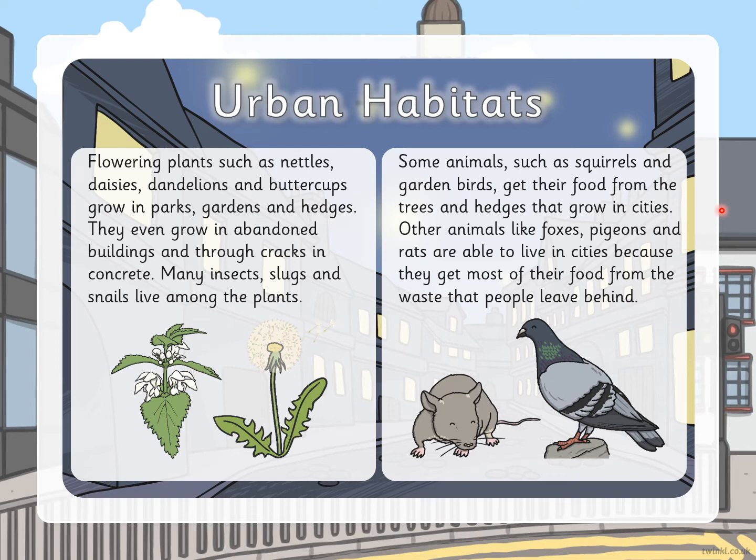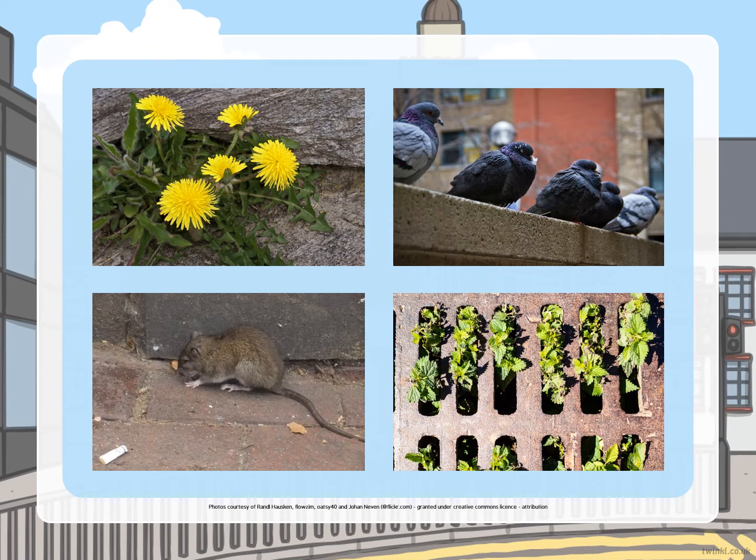Other animals, like foxes, pigeons and rats, are able to live in cities because they get most of their food from the waste that people leave behind. So those are some ideas of plants and animals that live in these urban habitats, and there are some examples there. So this is the urban habitat.